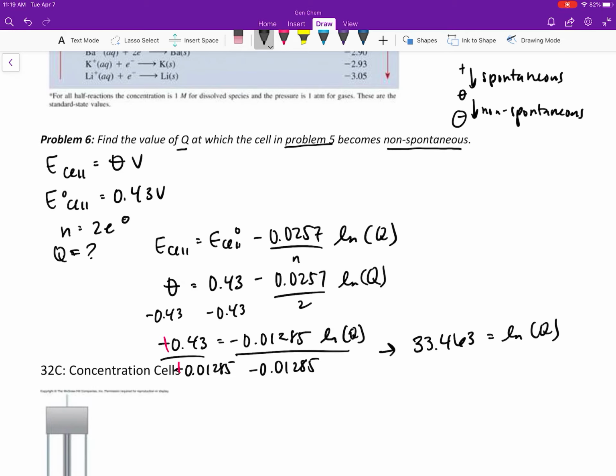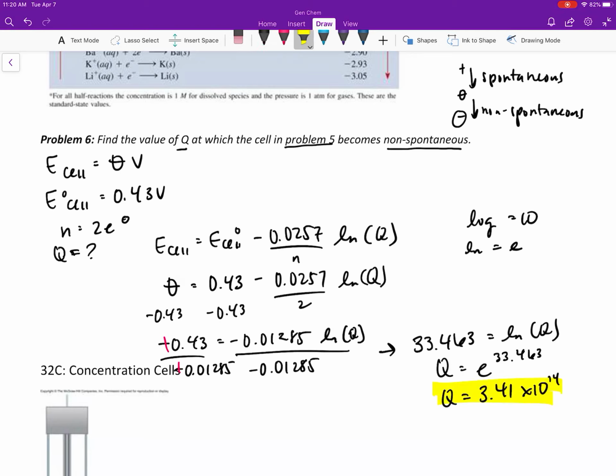And then remember, to undo log, you do 10 base. To undo natural log, you do e. Raise it to the power of e. So e to the 33.463. And you should get a very large Q value of 3.41 times 10 to the 14. So that's the value of Q at which the equation becomes non-spontaneous in the forward direction and instead becomes spontaneous in the reverse direction. Okay?